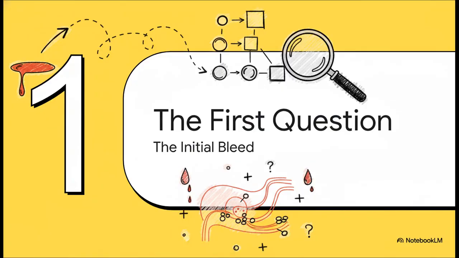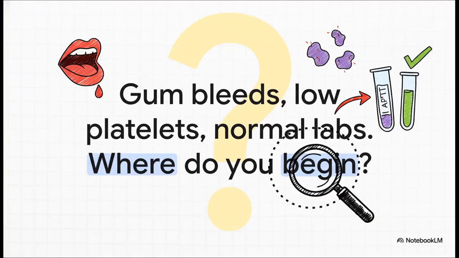You know, every investigation, every workup, it always starts with one single pivotal first step. And in hemostasis, that step is all about characterizing the nature of the bleed itself. This is the absolute foundation that the entire diagnostic structure gets built on. So let's look at our first case.